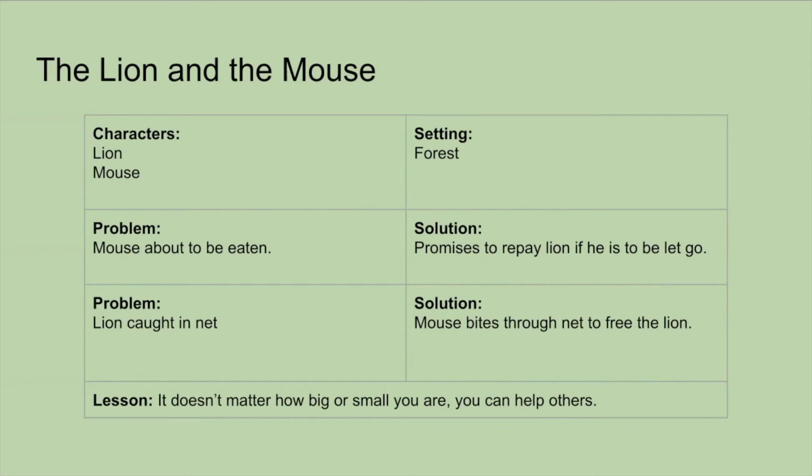What's another problem that we found? The lion got caught in a net. What was the solution to that problem? The mouse bites through the net to free the lion.